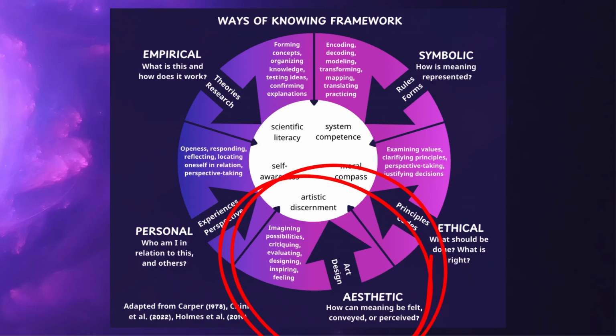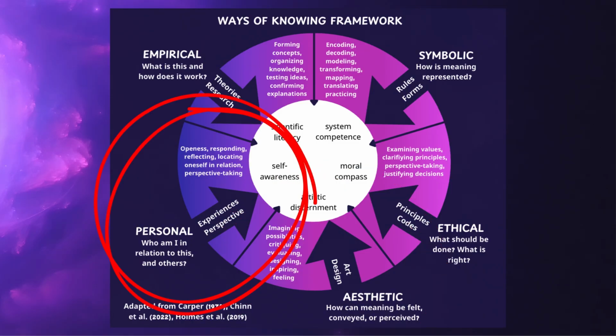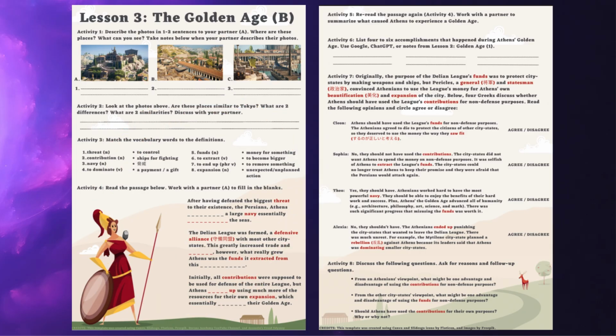Similarly, aesthetic knowing involves developing discernment through appreciation, interpretation, imagination, and expression. Personal knowing develops through reflection on experience, self-positioning, and awareness of one's perspectives and responsibilities in relation to others within the disciplinary context. This lesson illustrates how the Ways of Knowing framework can be integrated into creative CLIL lesson design.